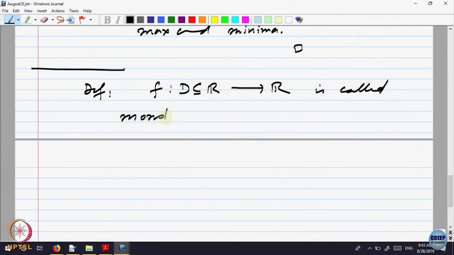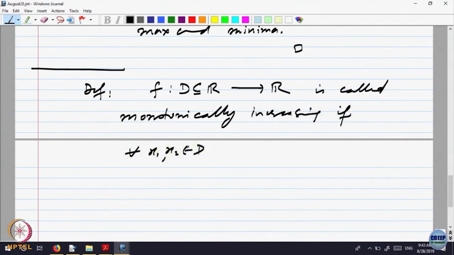monotonically increasing if for every x1, x2 belonging to the domain, the name is indicative of what we are looking at, x1 less than or equal to x2 implies f of x1 is less than or equal to f of x2, right? Increasing. As you move from left to right, your function is going up and up, geometrically.